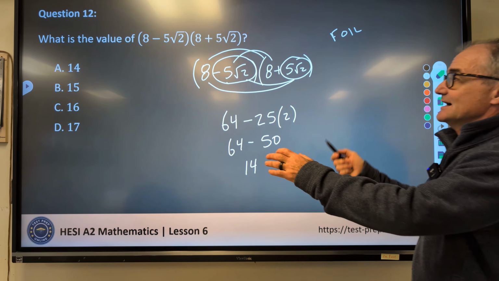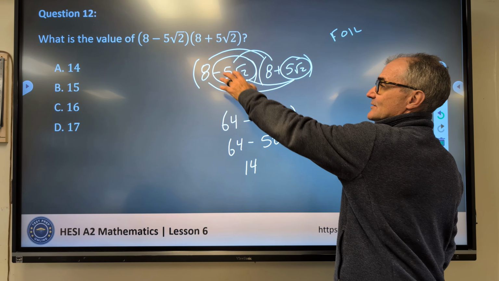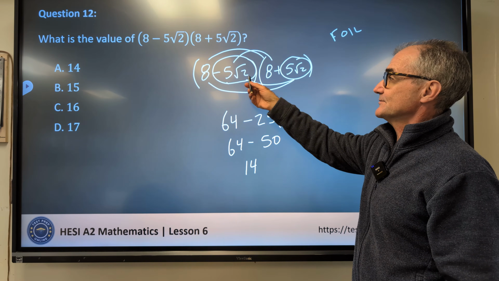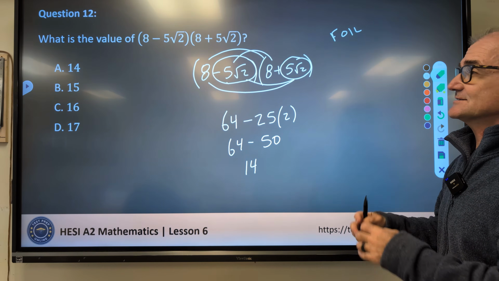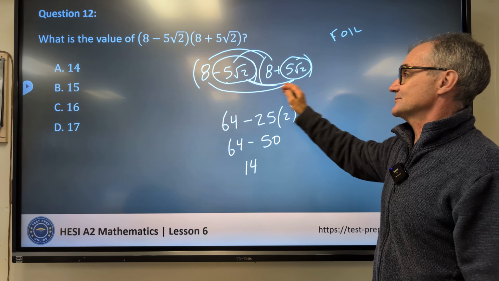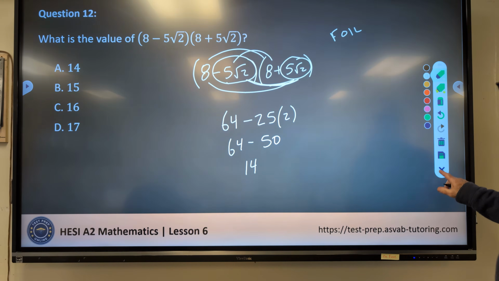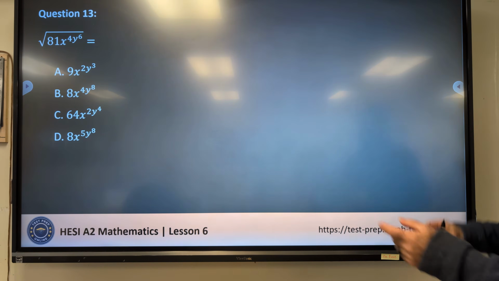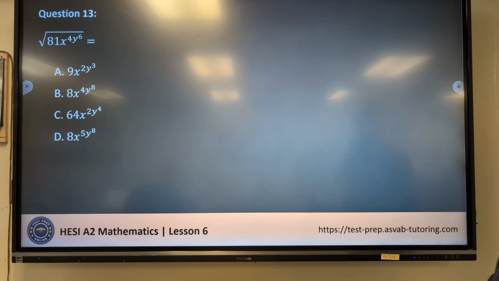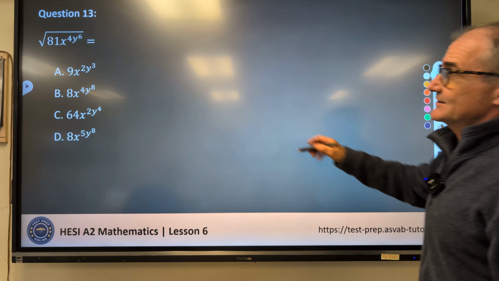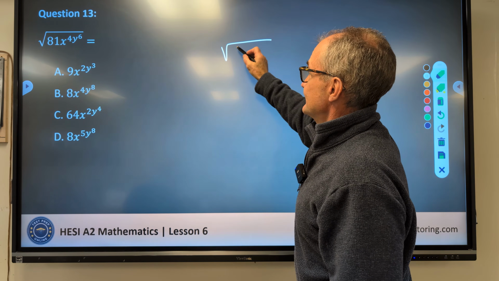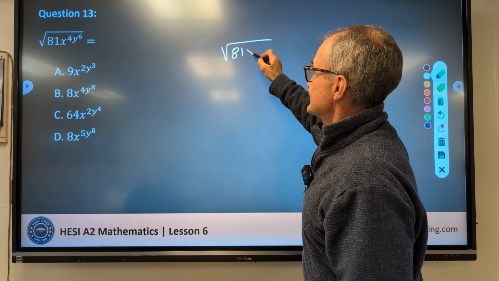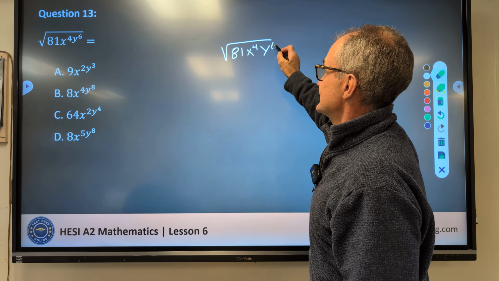So I do have to FOIL this out, but I notice that they are the exact same. One's negative, one's positive. So the middle term and the outside terms canceled. And then I just had to do this hard part with the square roots. Okay, that was problem 12. 13, take the square root of that pretty complex thing right there. So I have the square root of 81. I notice 81 is a 9 squared, perfect square. x to the 4th, y to the 6th.